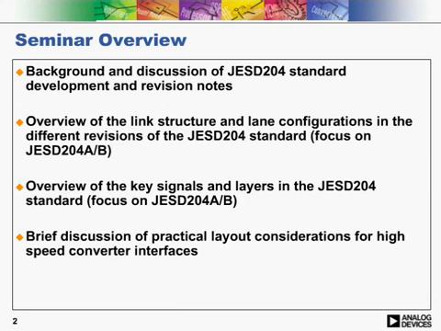Next, we will look at the link structure and lane configurations of the standard. I will discuss the differences between the different versions, but will primarily focus on JESD204A and B revisions. After taking a look at the link and lane configurations, we'll dive into the key signals and layers within the standard. Again, we will mostly focus on the A and B revision of the standard. We are focusing here because these are the most recent iterations and therefore the most relevant.